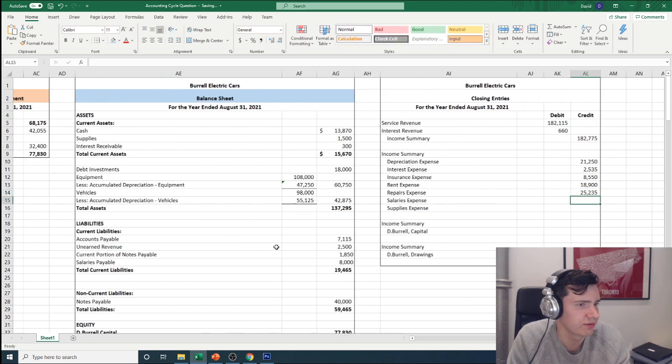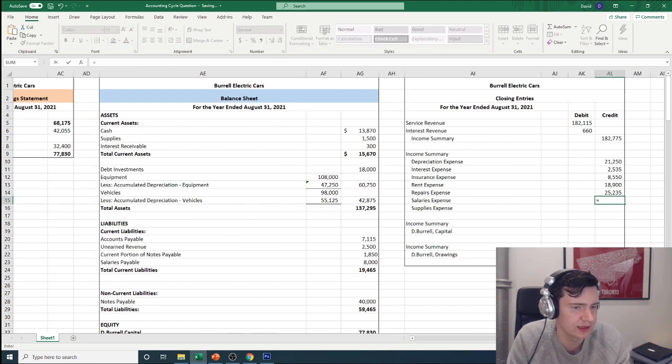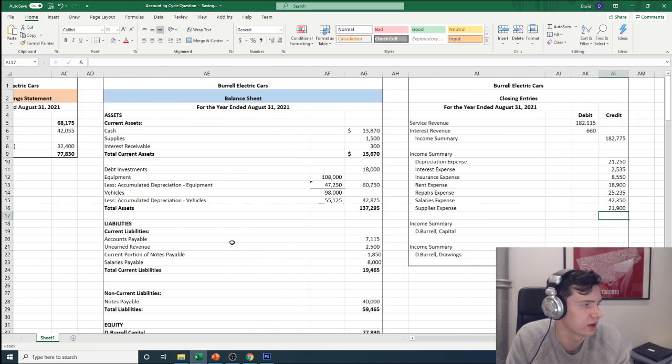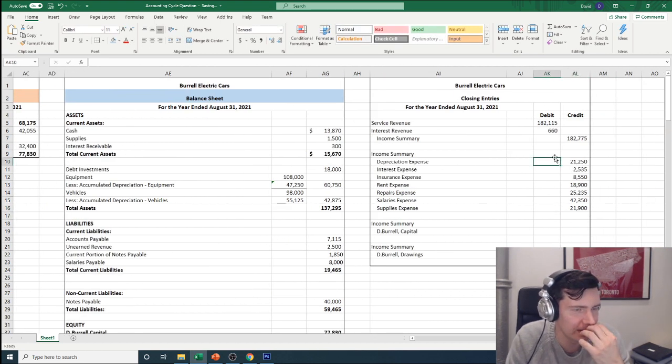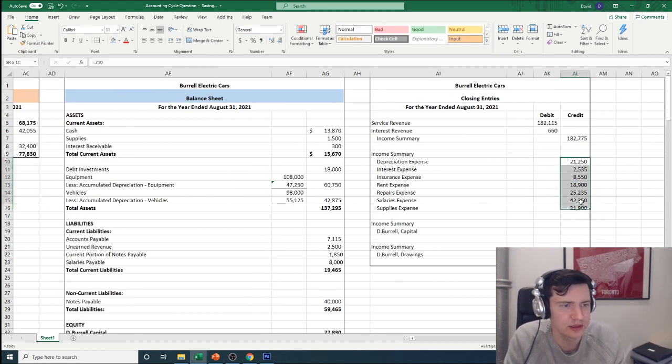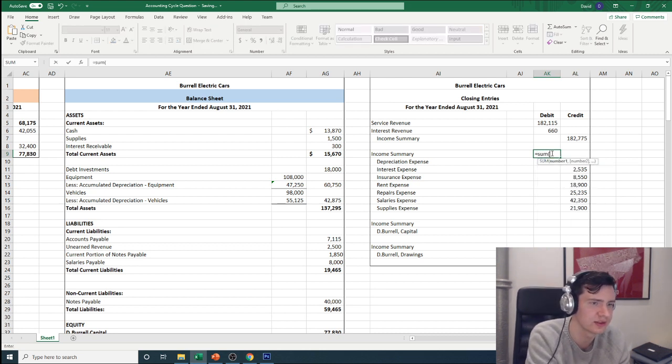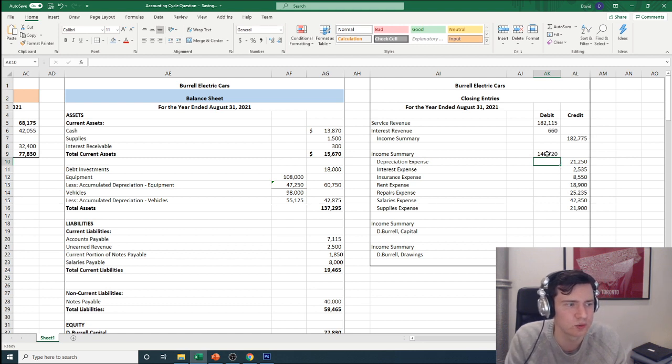Repairs expense, 25,235. Salaries expense, 42,350. And supplies expense, which is going to be 21,900. And the sum of all these are all the expenses that are going to be transferred from their expense accounts and closing them out to income summary. So let's take the sum of those, 140,720.